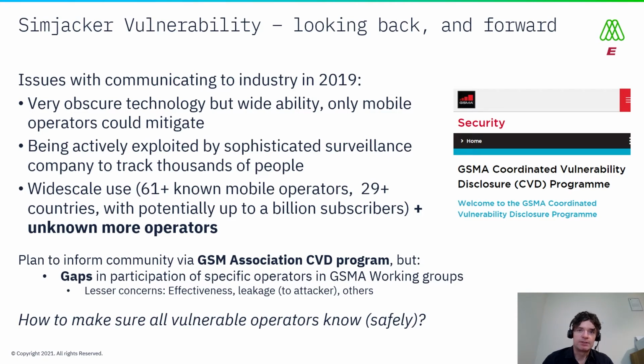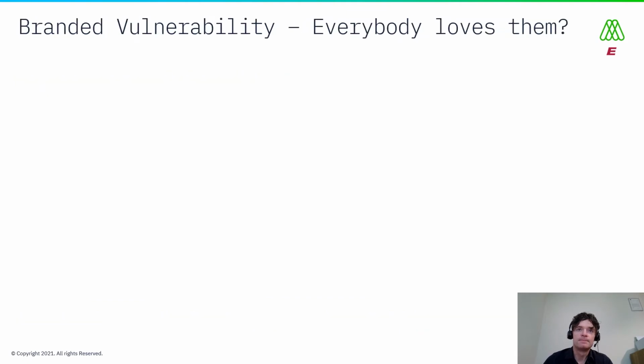And in fact, the Simjacker vulnerability was the first live vulnerability ever recorded and disclosed within the GSM Association. And also there was a question that we had of leakage. We were worried as well that some of this information would also make its way to attackers, which may make our job in actually blocking it slightly harder. So we had a conundrum in how to make sure that all vulnerable operators were made aware of this vulnerability.